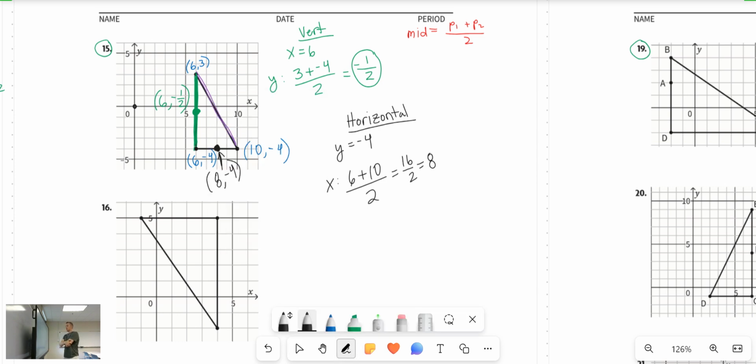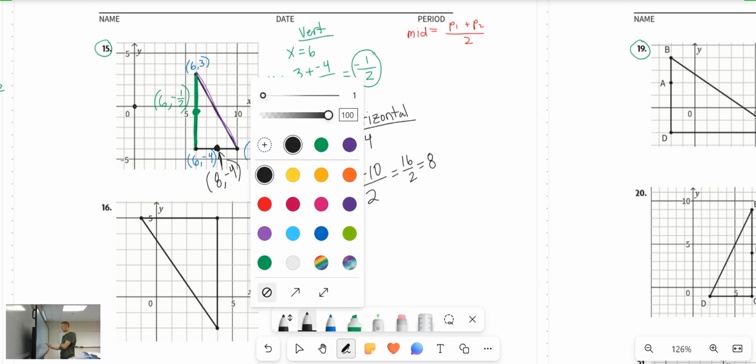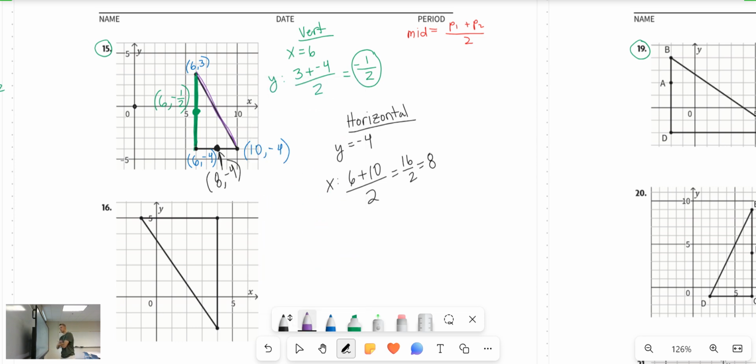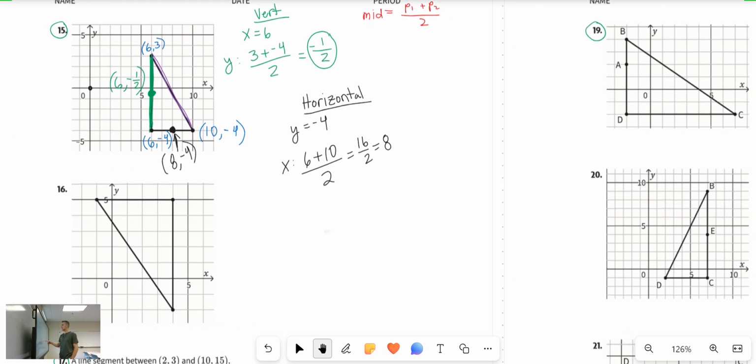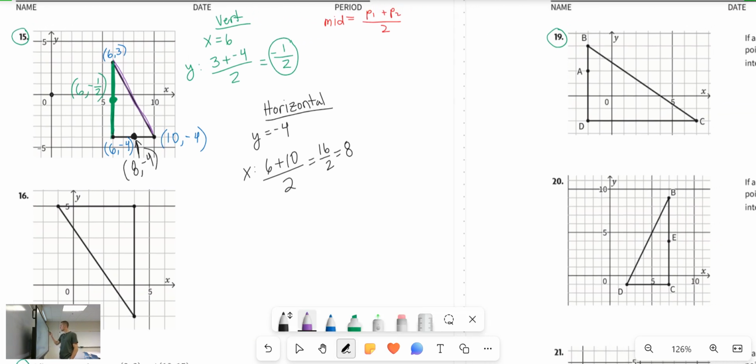There we go. And now finally, we're on to the purple. We're doing it a little bit lighter purple than normal, but that's okay. And we actually have to keep track of x's and y's here, so we're going to make a little bit more space. This is our diagonal.